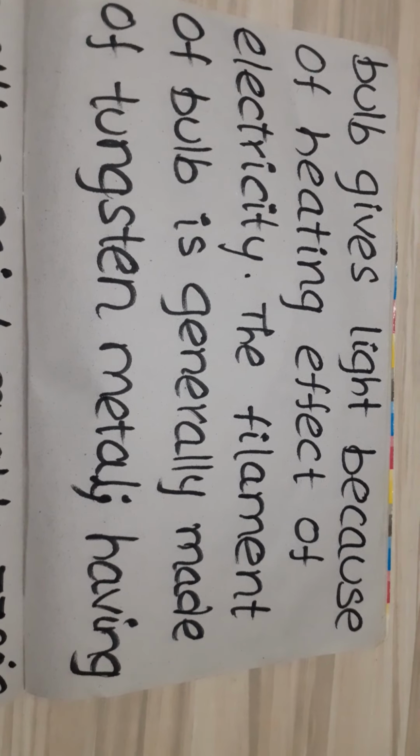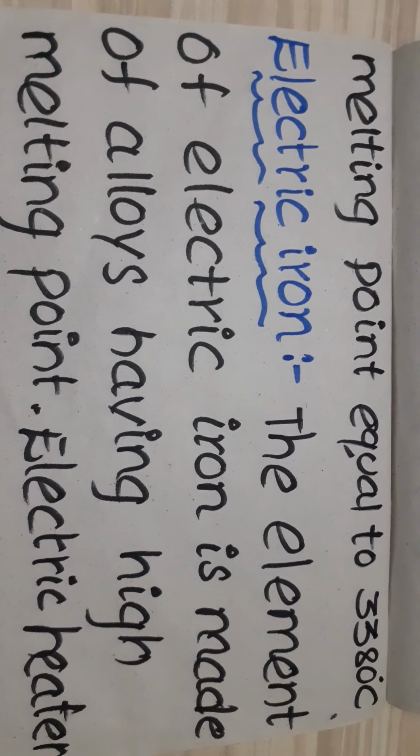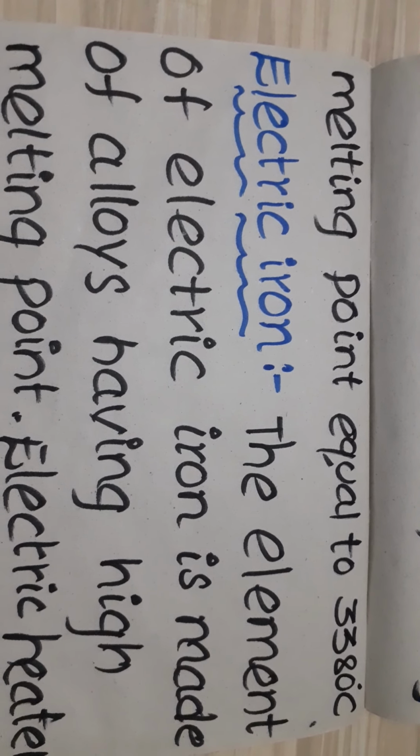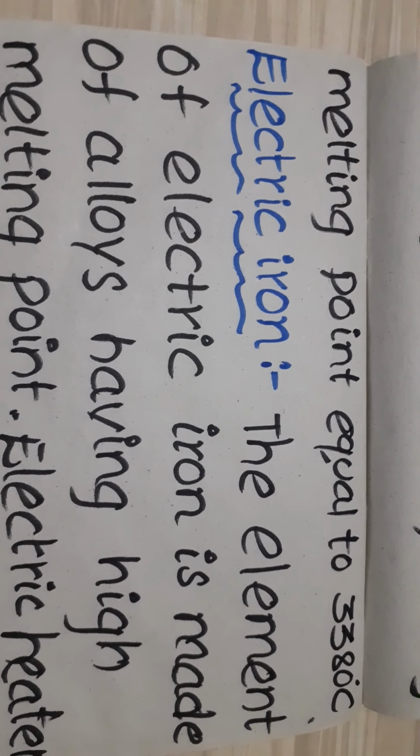The filament of the bulb is generally made up of tungsten metal, having a melting point equal to 3380 degrees centigrade. So it is a high melting point metal.